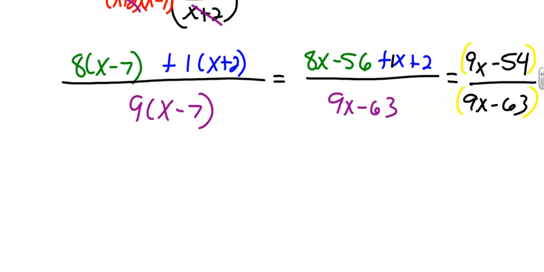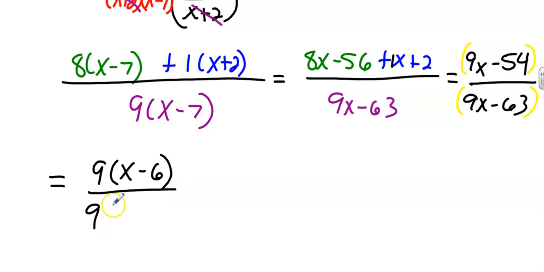So the only thing you can do is, well, you've got 9 and 54. You can divide a 9 out of that. That would be 9 times x minus 6. Same thing on the bottom. You can take a 9 out of that one. Make it x minus 7. So now you can cancel out the 9's. And you're left with x minus 6 over x minus 7.